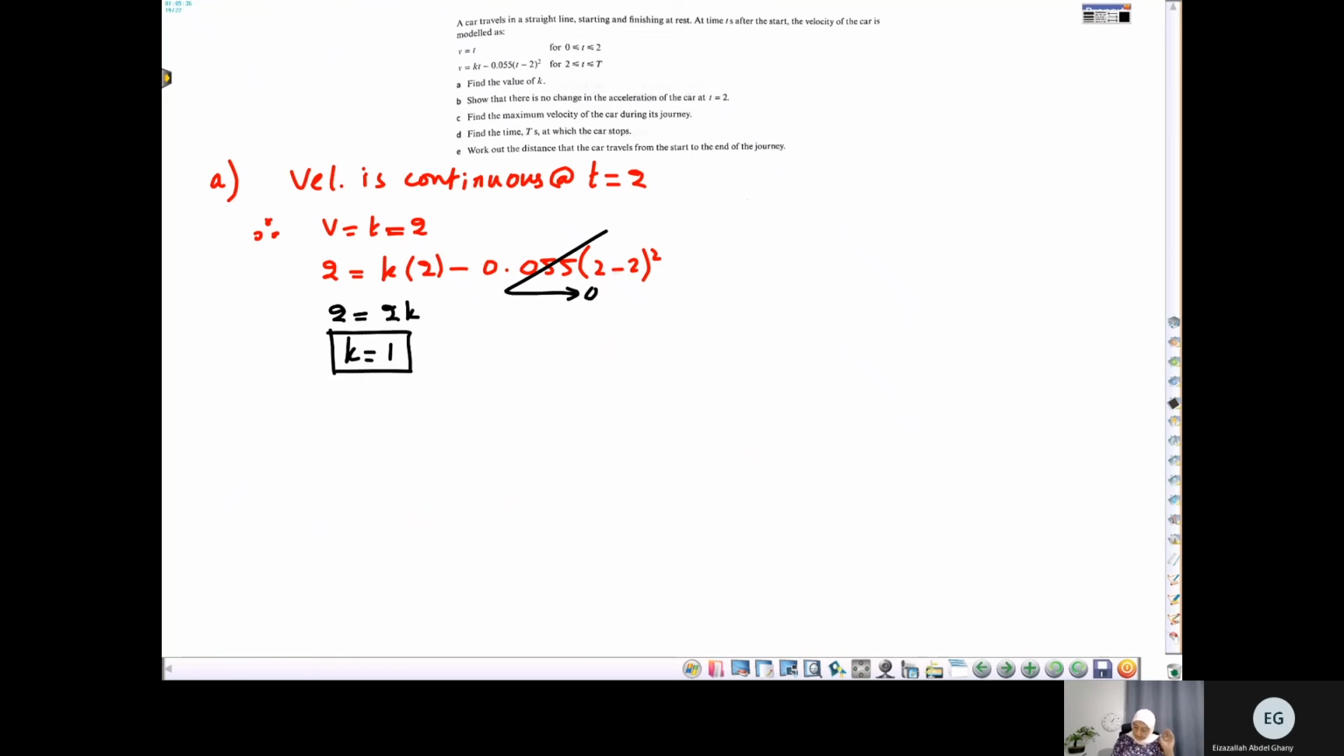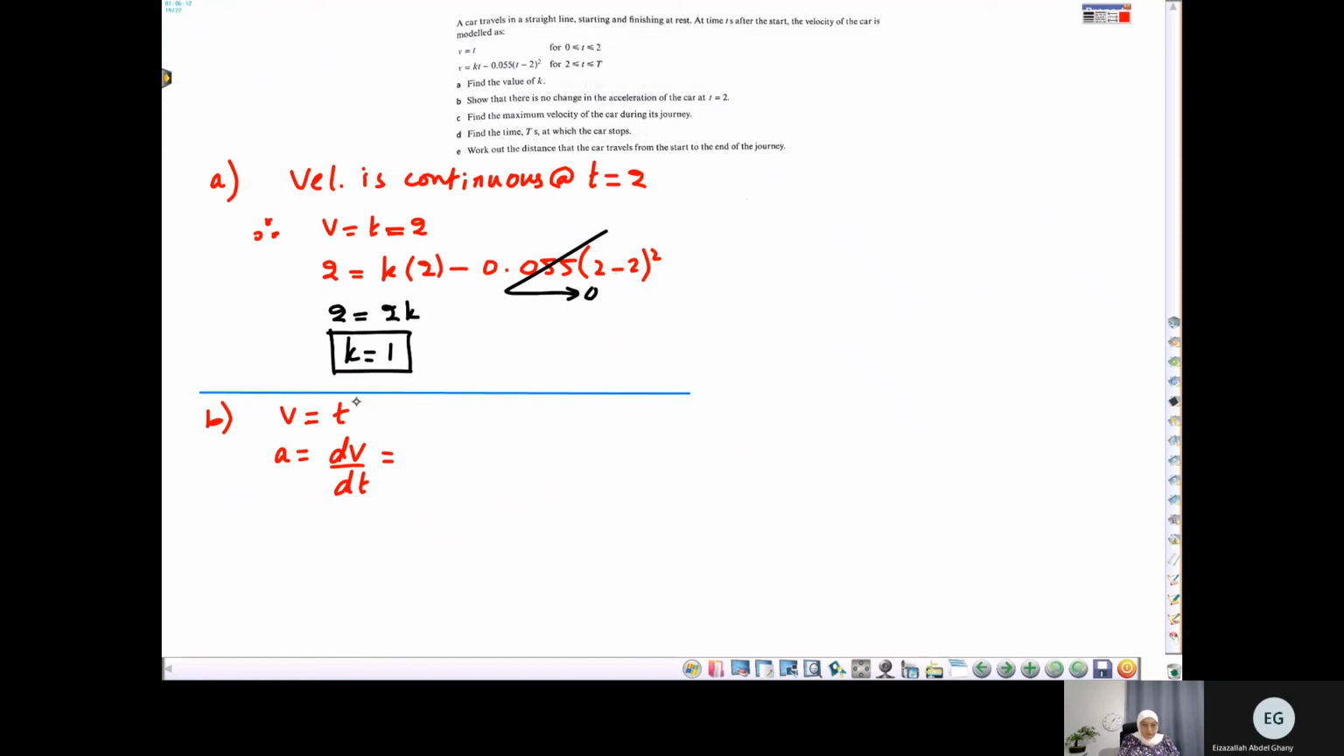First part is done. Now the second part: show that there is no change in the acceleration of the car at t equals 2. How to show that there is no change in acceleration? We should find acceleration. What do you know about acceleration? Let's go back to differentiation. We have here first v is t, and acceleration is dv by dt.